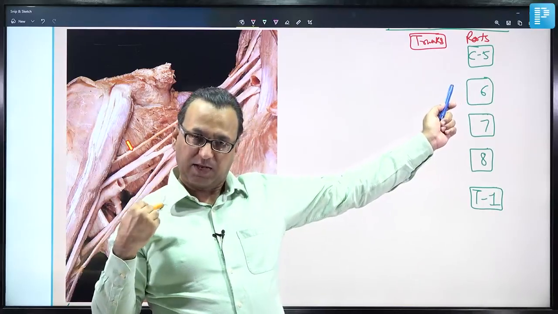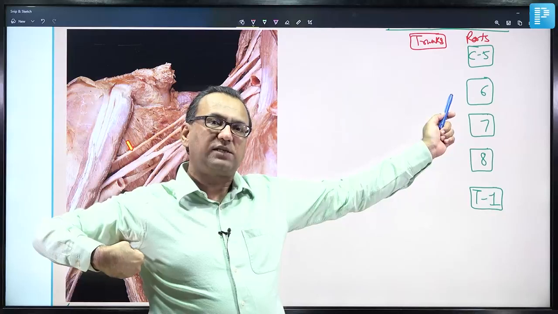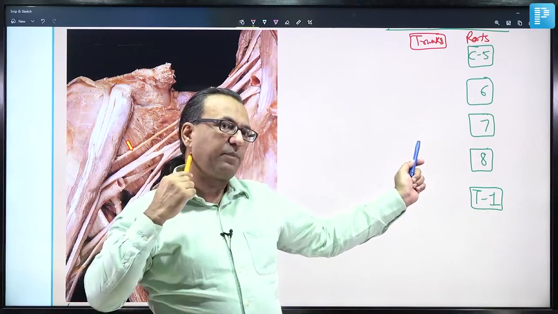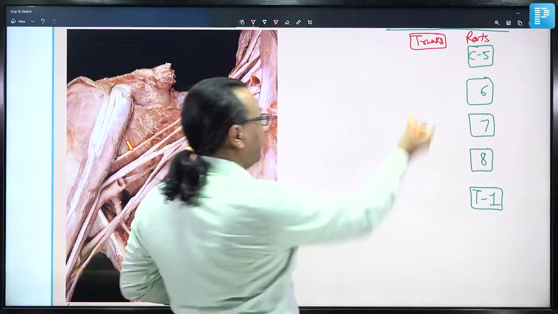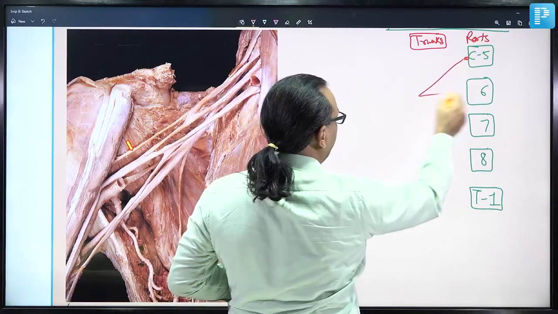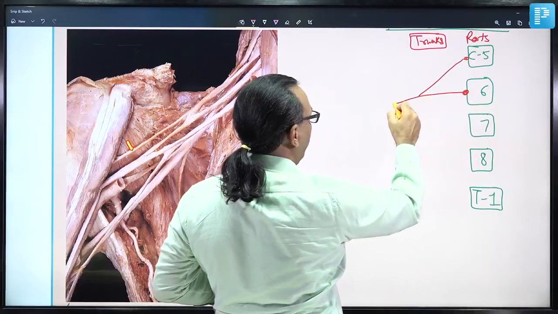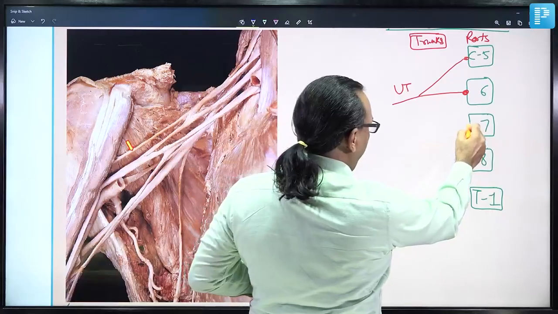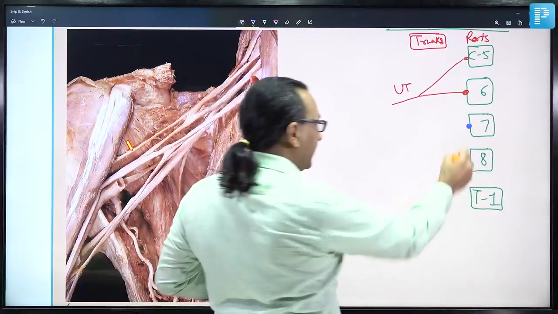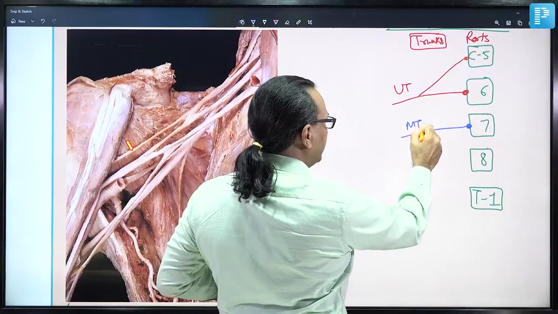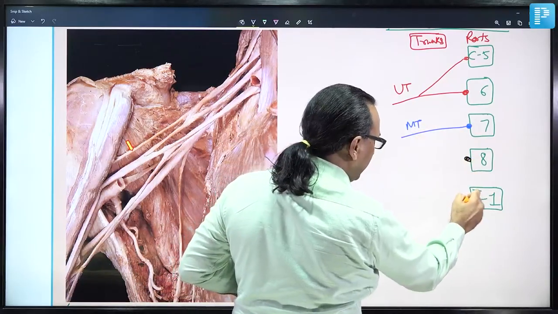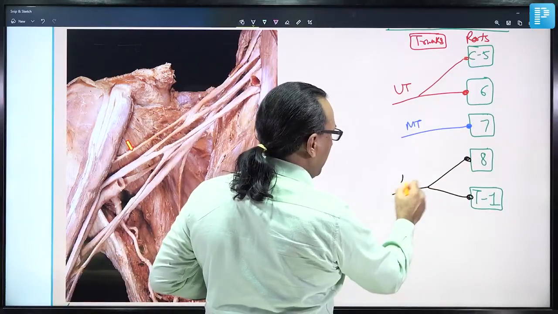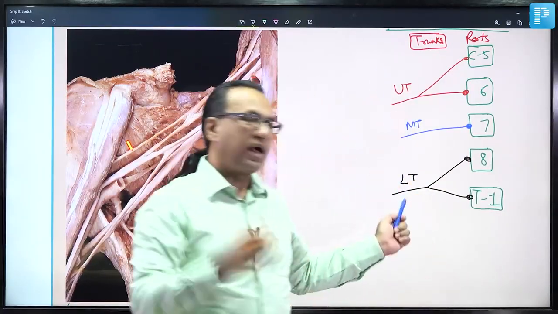Divisions pass behind the clavicle bone, and cords and branches are in the axilla. So, roots and trunks. There are 3 trunks in the brachial plexus: upper trunk, middle trunk, and lower trunk. How are they formed? The C5 and C6 roots form the upper trunk of the brachial plexus, whereas the middle root, that is C7, will continue as the middle trunk. And then the C8 and T1 root axons join to form the lower trunk of the brachial plexus. These trunks are in the neck region.